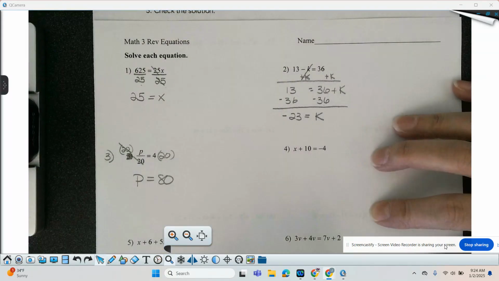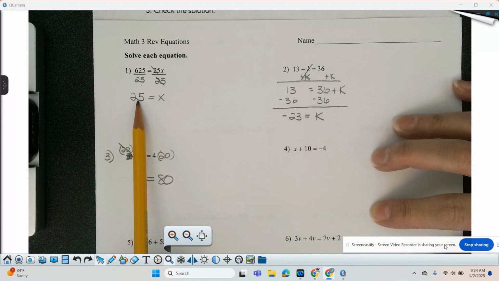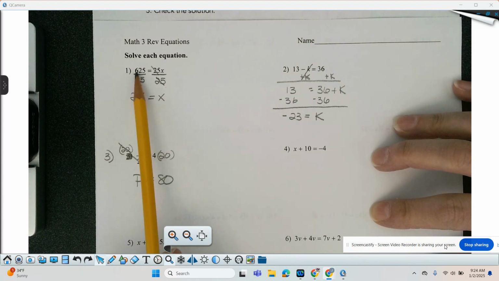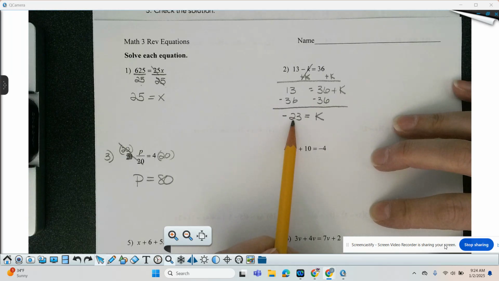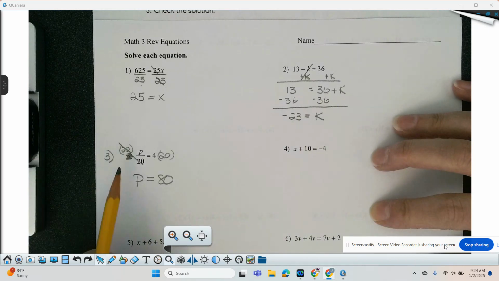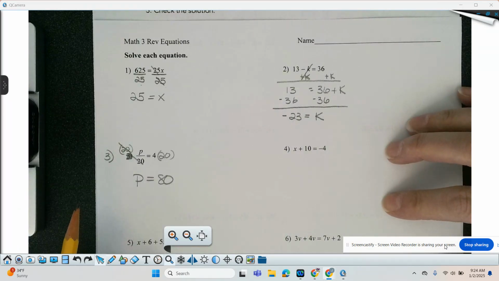And the last step, obviously, I didn't do with you, but we would say, is 25 times 25 625? Yes. 13 minus a negative 23, minus a negative would be like adding a positive, so that would be 36, so that one does check. And 80 divided by 20 is 4, so again, that one checks.